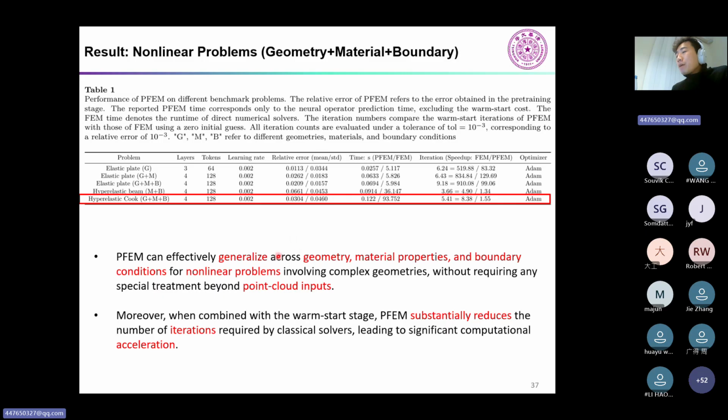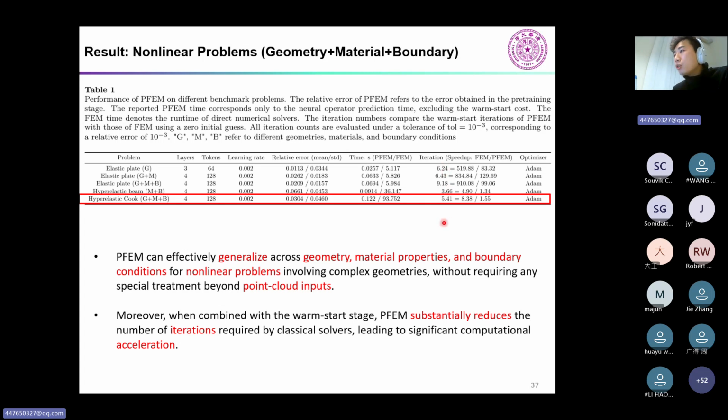Okay, PFEM can effectively generalize across geometry, material, and boundary condition on nonlinear problems. For nonlinear problems, we can use only a point cloud input. There is no need to use a grid as the input. And if we use the warm start stage, it will significantly reduce the number of iterations required for convergence. So as you can see, the speed is very amazing.